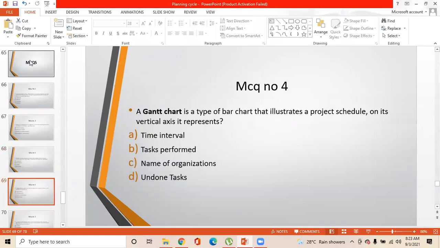A Gantt chart is a type of bar chart that illustrates a project schedule. On its vertical axis, it represents A, time interval, B, tasks performed, name of organization, and C is undone tasks. B? Yes, B is the right answer. Tasks performed are on the vertical axis, while time interval is on the horizontal axis.